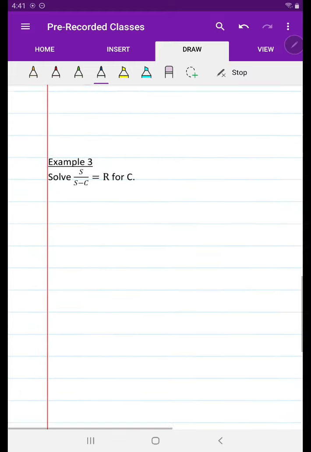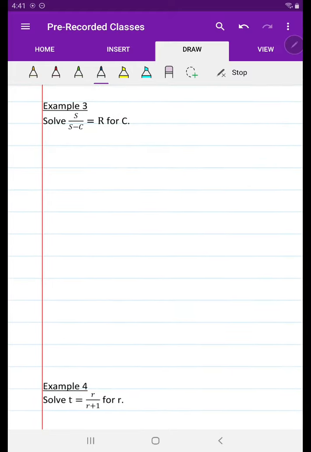All right, let's go on to example 3. So we start off with S over S minus C equals R, and I'm going to write that R over 1, okay?